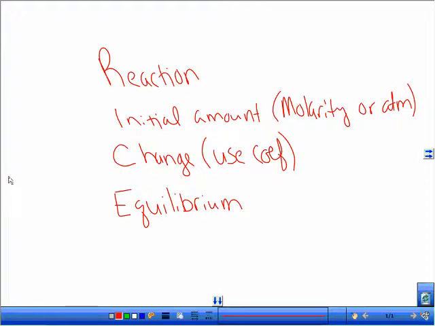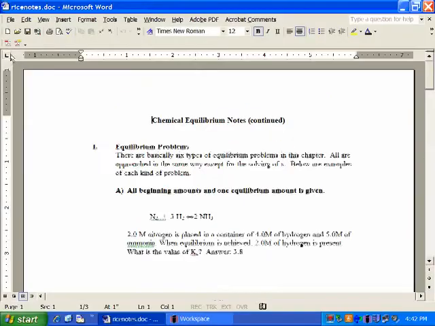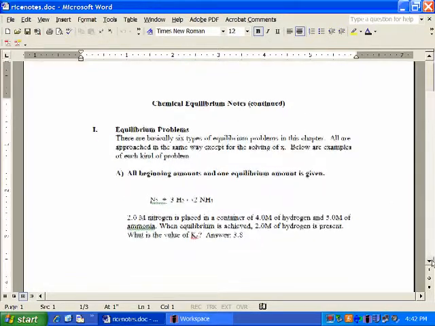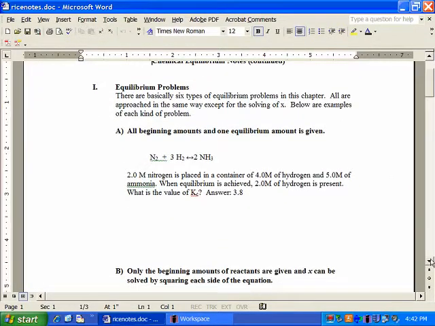So we have a worksheet here that we went through. There's basically 6 types of problems. We're going to go through each type. The first one is, if you were given, it says all beginning amounts are given, and we're given one equilibrium amount. It says if we have 2 molar nitrogen placed in a container with 4 molar of hydrogen and 5 molar of ammonia, and then that was the initial amount.